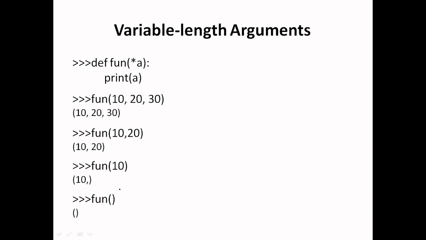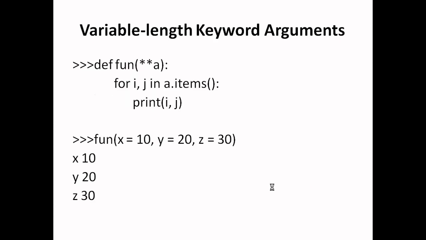So variable length arguments have the advantage that we can pass any number of arguments. In case we do not know how many arguments our function will need in future, we can write this kind of syntax. The variable length argument has one more addition, that means it has a variable length keyword argument also.